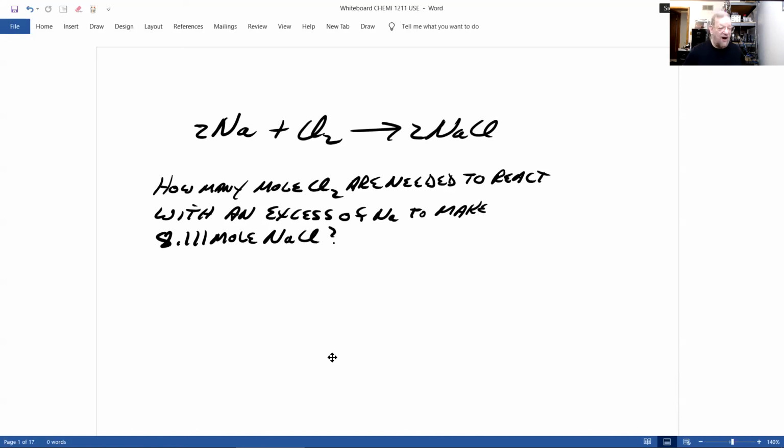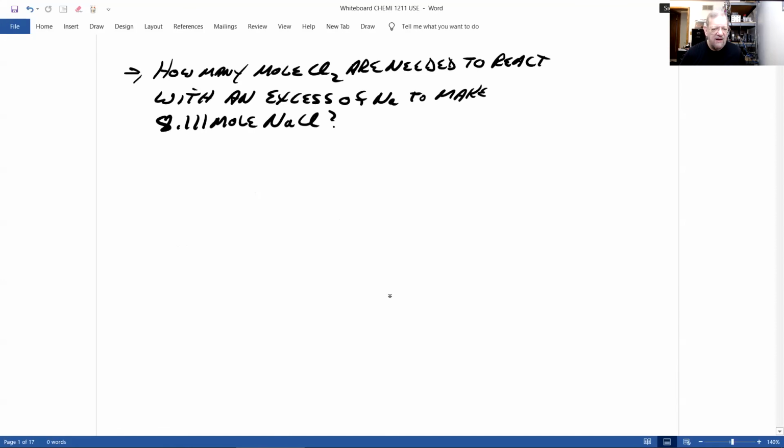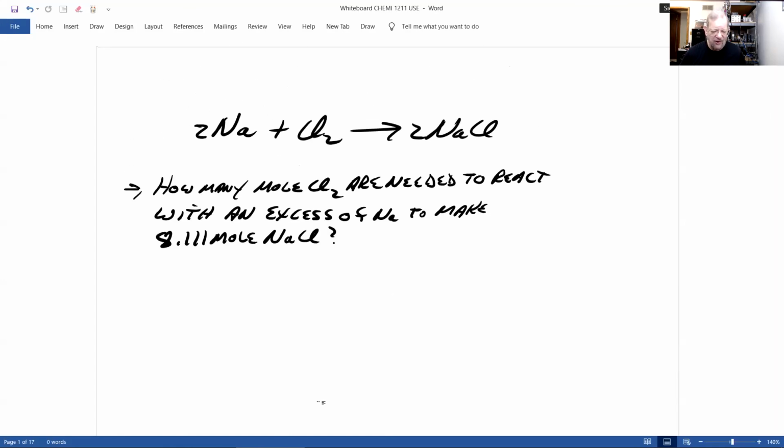All right, hopefully you all see this. And the problem is how many moles of chlorine gas, Cl2, are needed to react with an excess of sodium to make 8.111 moles of sodium chloride. And this one I'll do. I'm going to give you one to try too.